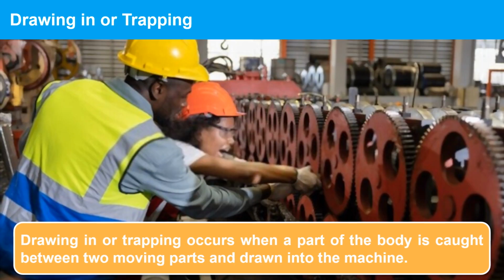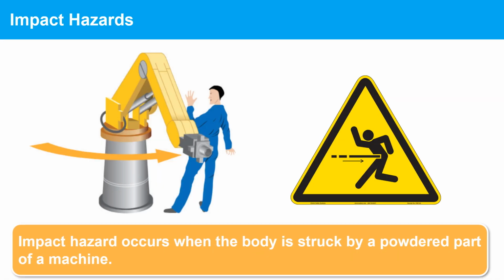Drawing in or trapping hazards. Drawing in or trapping occurs when a part of the body is caught between two moving parts and drawn into the machine. Example is in running nips where two counter-rotating rollers meet. Impact hazard. Impact hazard occurs when the body is struck by a powered part of a machine. This is similar to crushing, but there is no fixed structure. Operators, maintenance personnel, or nearby workers can be struck by these objects, resulting in injuries.